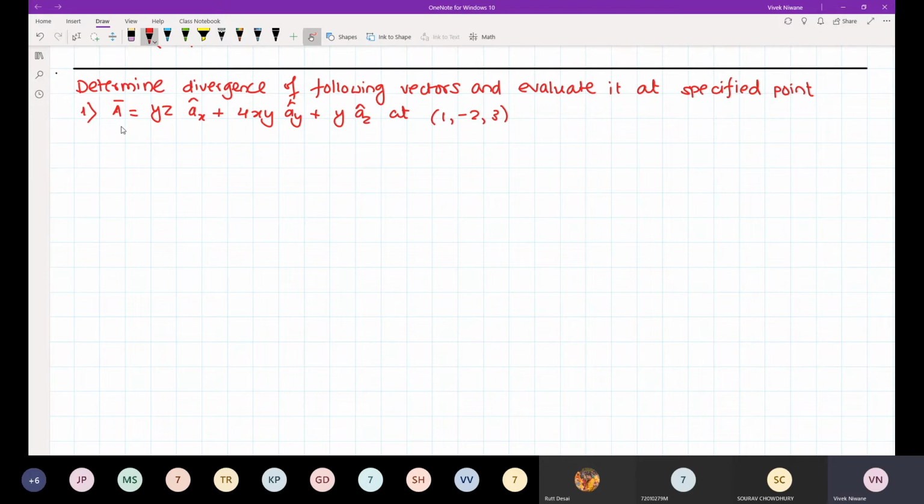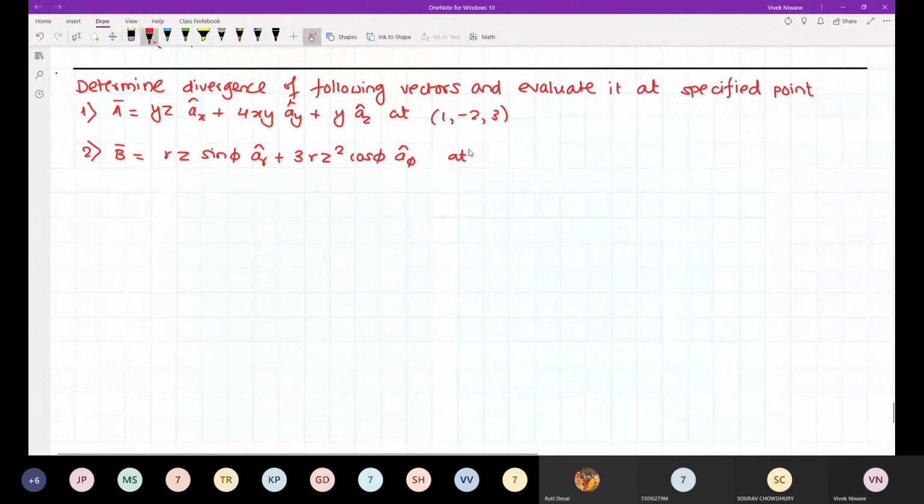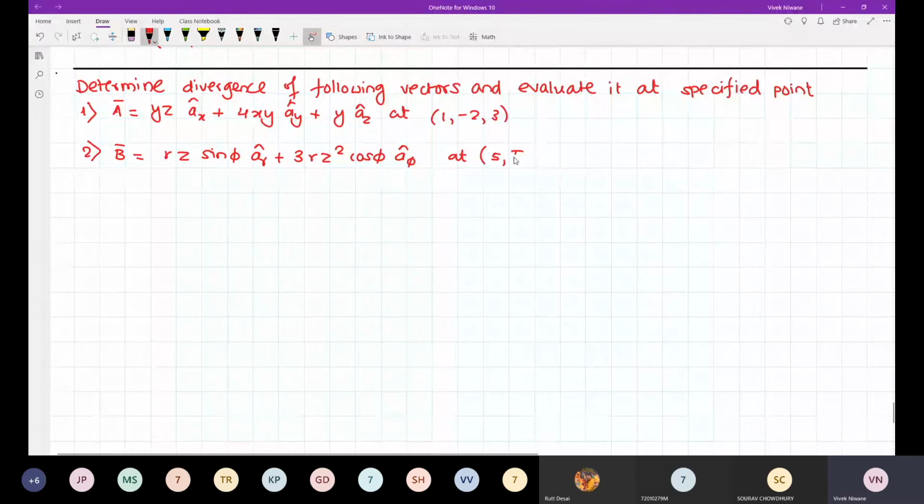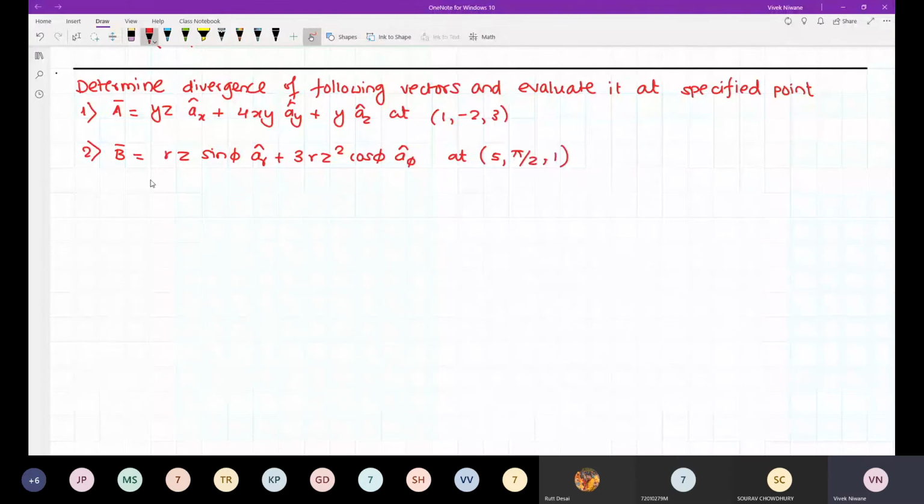So the first vector given is in the Cartesian coordinate system. Why? Because we have ax cap, ay cap, and az cap. Then another vector B bar is equal to rz sine phi ar cap plus 3rz square cos phi a phi cap, at point (5, pi by 2, 1).